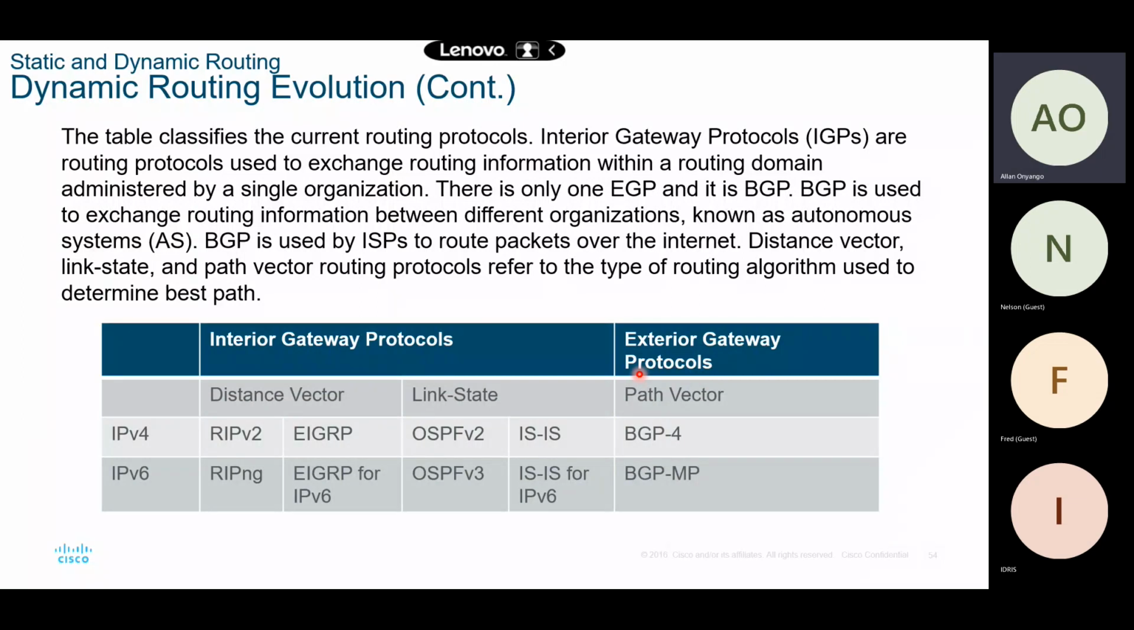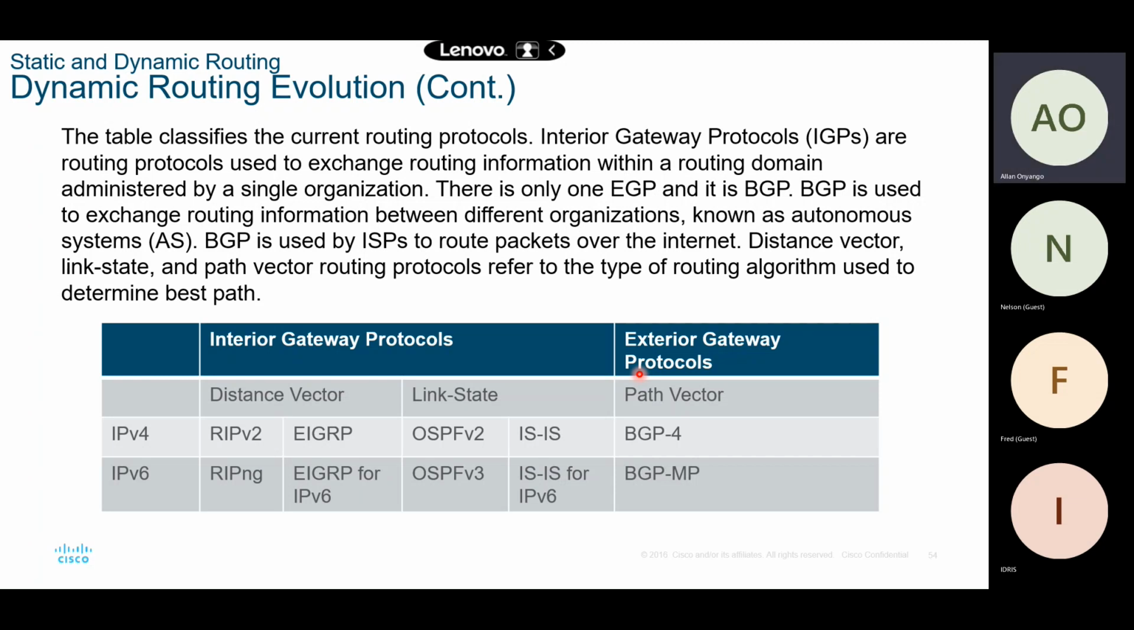Like I've already hinted to you, for these protocols, we have those for IPv4 and those for IPv6. And we have two broader categories. We have the Exterior Gateway Protocol, or EGP. Here we only find BGP, which is a path vector protocol. BGP for IPv4, version 4, and BGP multiprotocol for both version 4 and version 6.